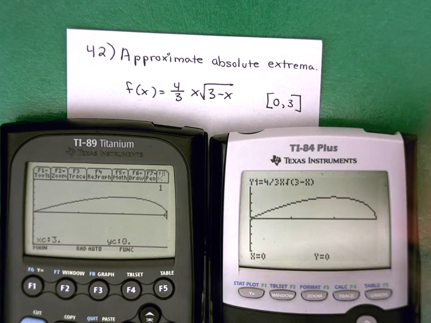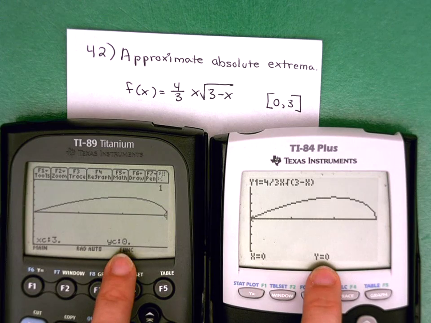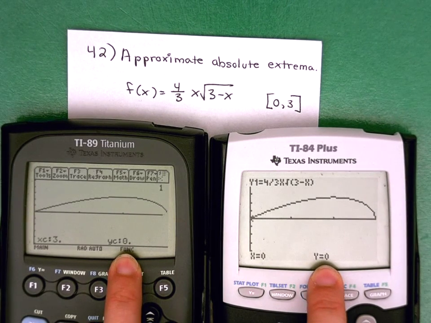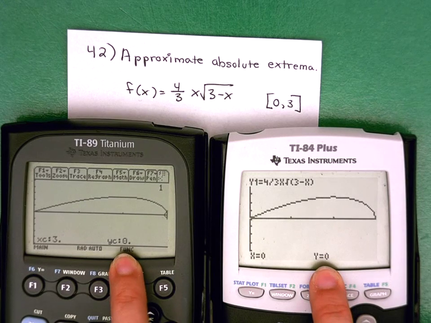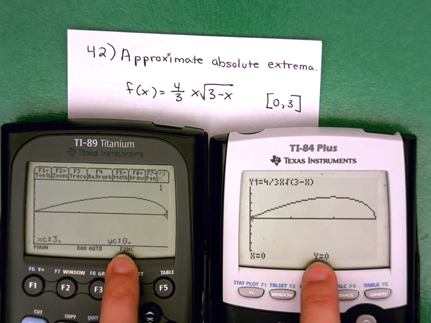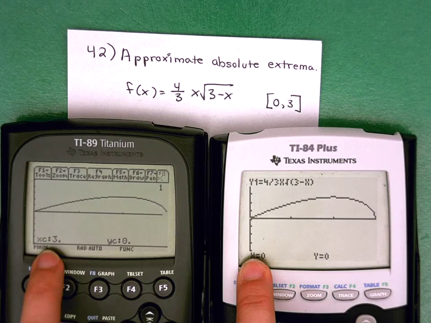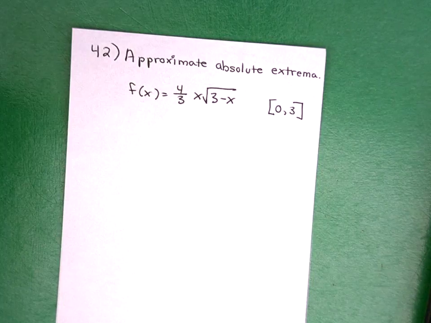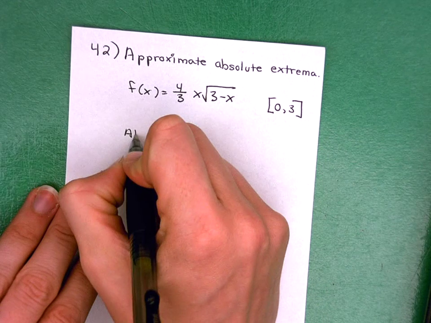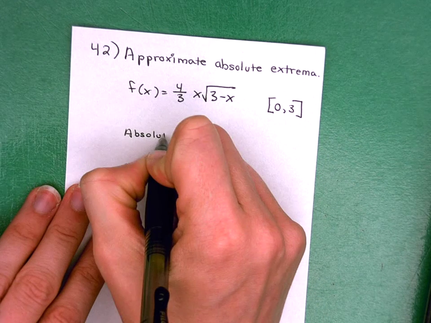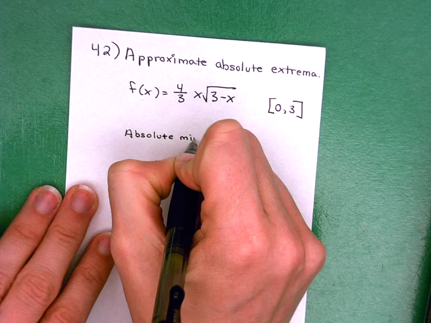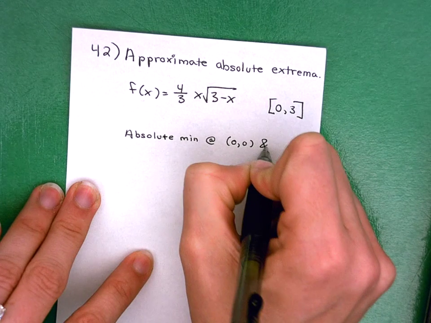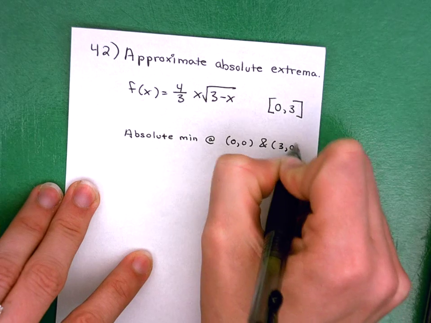And so in this case, I have 2 absolute mins, right? They're tied. Well, technically I have 1 absolute min, 2 locations where the absolute min occurs. Right? The absolute min is 0, and it's located both at x equals 0 and x equals 3. Okay, so let's go ahead and write that down. My lowest point on my graph, my absolute minimum, is located at 2 places, (0, 0) and (3, 0).